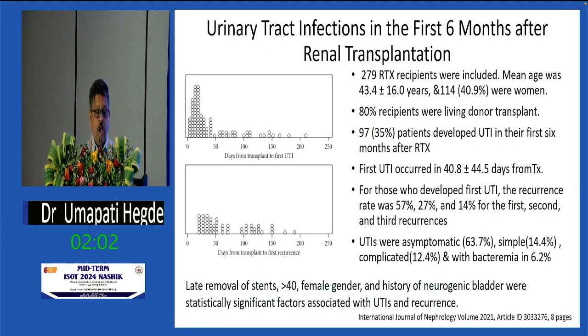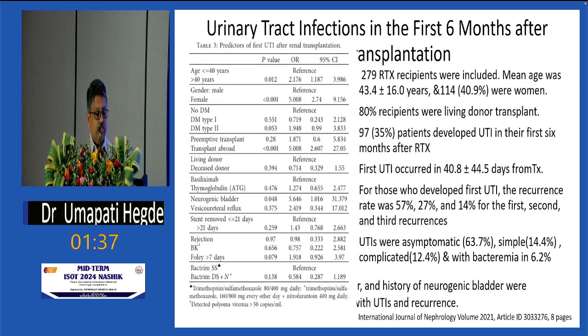In a study of 295 patients in the first 6 months, 35% developed a urinary tract infection. UTI was asymptomatic in 63% of patients, and simple and complicated in 12.4% of patients. Late removal of the stent, age older than 40 years, female gender, and neurogenic bladder were predominant factors for urinary tract infection, and the recurrence was also significantly higher.